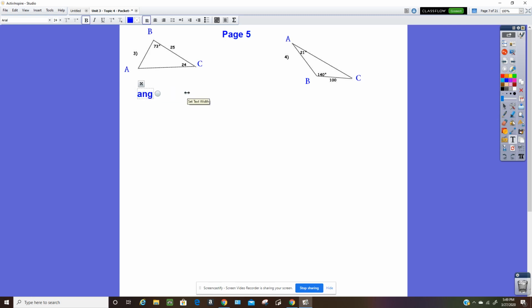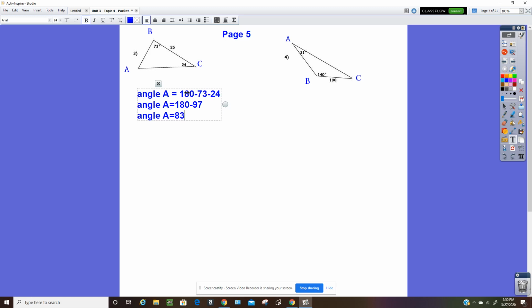So for angle A, it's going to be equal to 180 minus 73 minus 24. So angle A is 180 minus 97. Angle A is going to be, so 180 minus 80 is 100, minus 17 more would be 83.